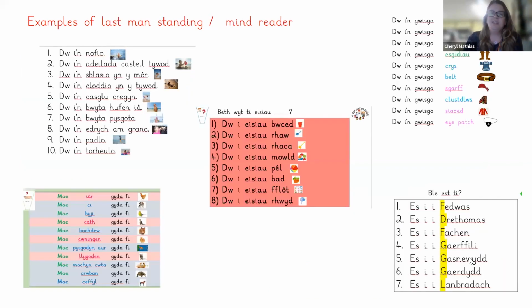What else have I got? Last Man Standing, as Susie said. Oh my goodness, it's a favourite. They absolutely love it. Again, they get so competitive. Use it with any pattern. So you can see there, the one topic was the sea. Well, there's three actually from the seaside, with the pirates' clothing and beth wyt ti eisiau and beth wyt ti'n wneud, dwi'n nofio.